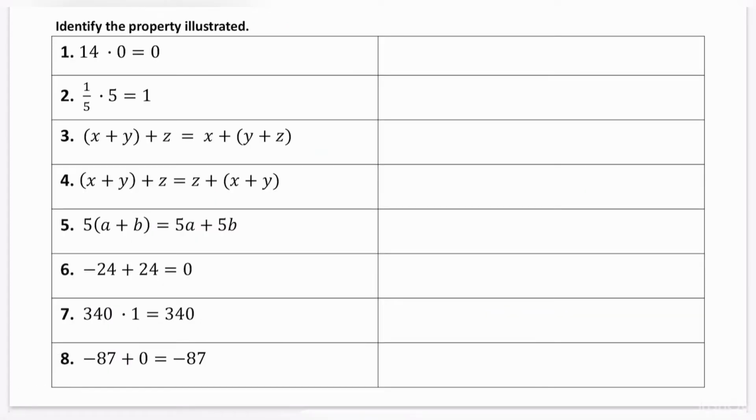Identify the property illustrated. In number 1, 14 times 0 equals 0. So this tells me that no matter what, if I multiply by 0, I get 0. Which one do you think this is? This is the 0 property. The 0 property tells us that when you multiply by 0, no matter what number you multiply, you're always going to get back 0.